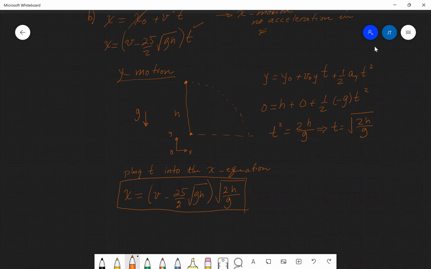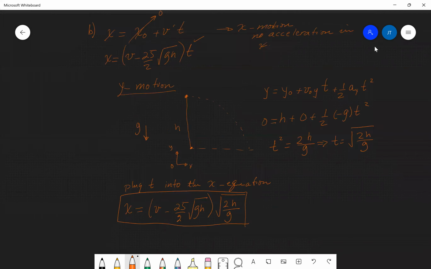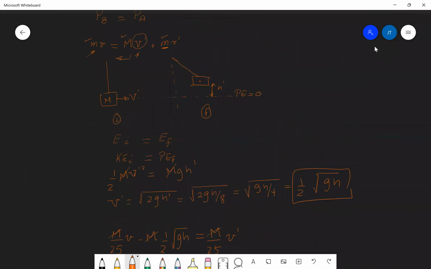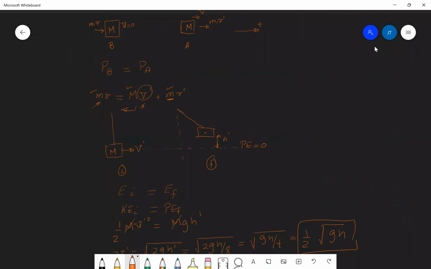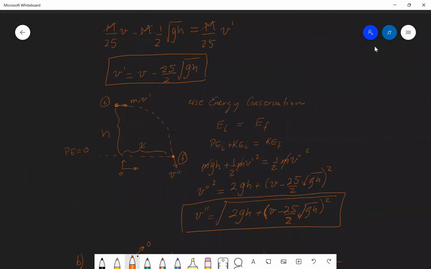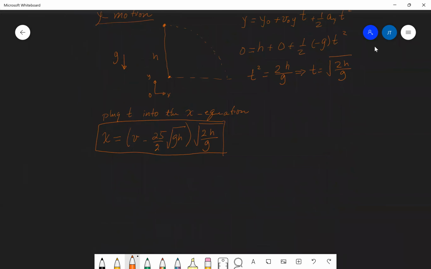So we used kinematics, used conservation of energy twice, and we used conservation of momentum way up here during the collision, right there. So that's a good, well-rounded problem. I hope you enjoyed.